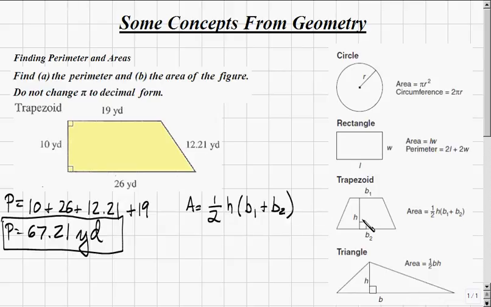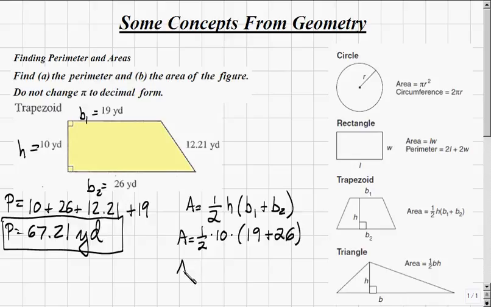If we compare our figure on the right to our figure, h represents the height of the trapezoid. That will be the 10 yards. The b1 and b2 represent the lengths of the two bases, where b1 is the top, so b1 is 19 yards, and b2 is 26 yards. So let's replace these three variables with these numbers. Our formula will become A equals 1/2 times 10 yards, times (b1 plus b2 becomes 19 plus 26).